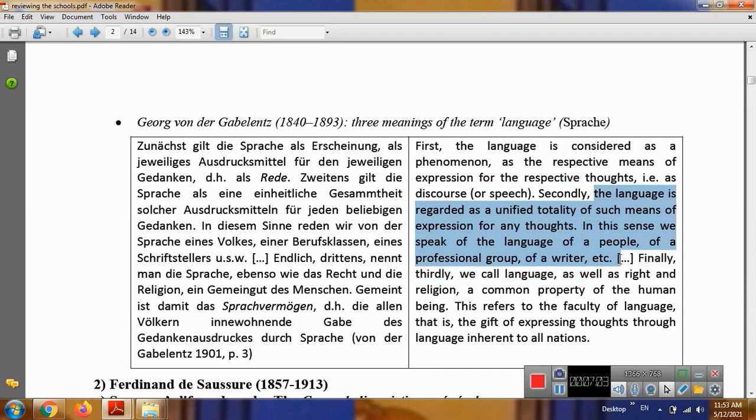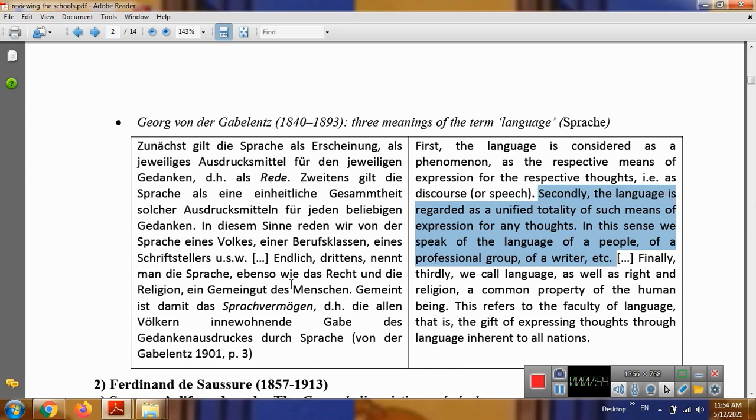Secondly, language is regarded as a unified totality of such means of expression for any thoughts. In this sense, we speak of the language of a people, of a professional group, of a writer, and so on. Therefore, when we consider this meaning of language, as a unified totality of means of expression for any thoughts, it means that we can express any thought by using language. Therefore, it is the language of a people, of a professional group, of all people.